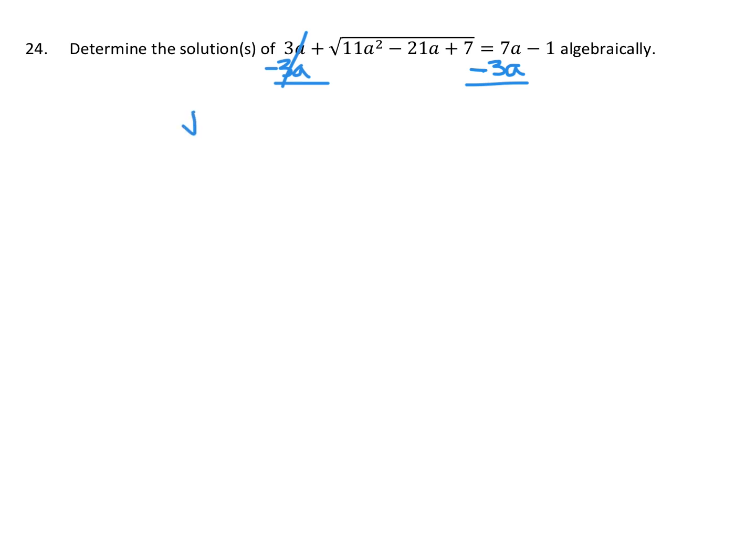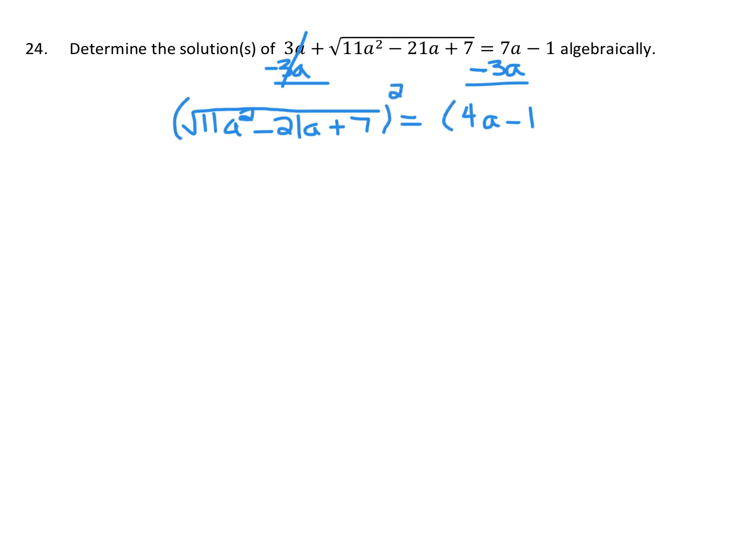I'm going to bring it over here to give myself a little more room. So I could bring down the radical 11a squared minus 21a plus 7. Okay, and then on the right side of the equation, I'm just going to combine my like terms. So 7a minus 3a is 4a, and we're going to bring down that minus 1. Now, the reason we get the radical by itself is because in order to get rid of a square root, we just square it. So now that it's by itself, we're going to square both sides of the equation. You don't have to put this side in parentheses, but if you want to, you can.